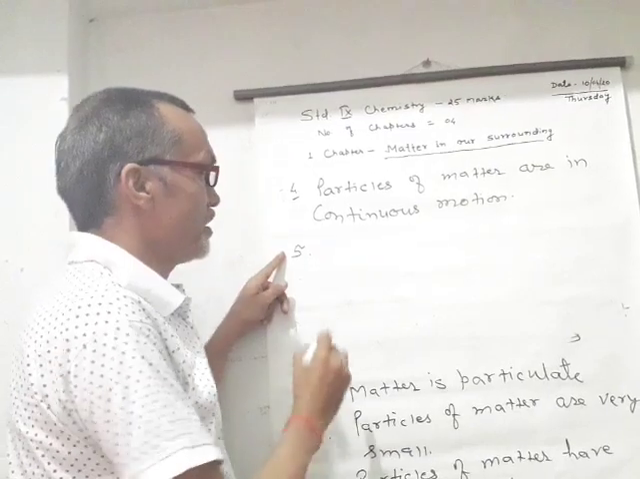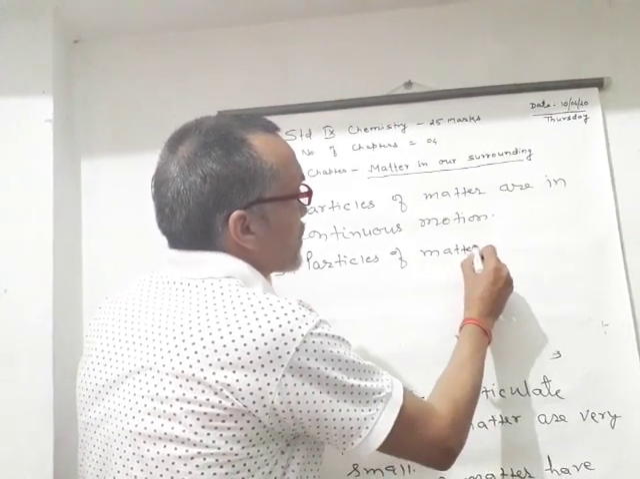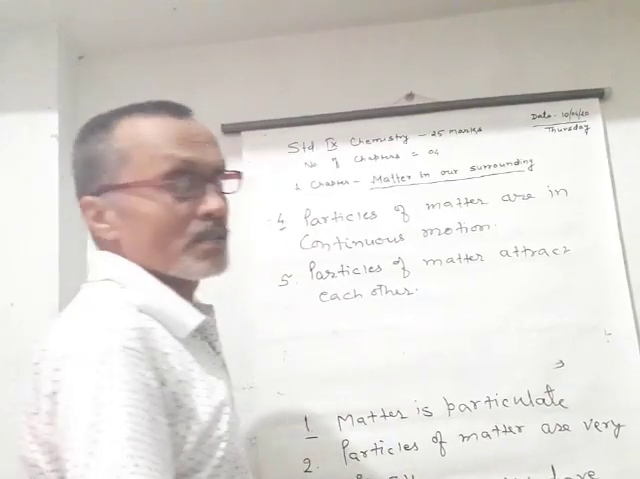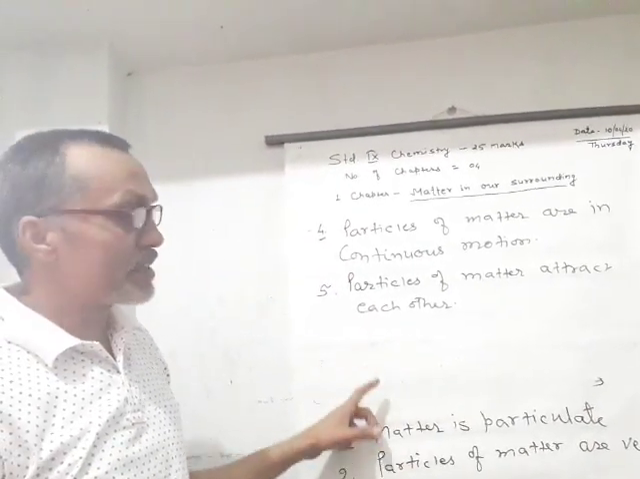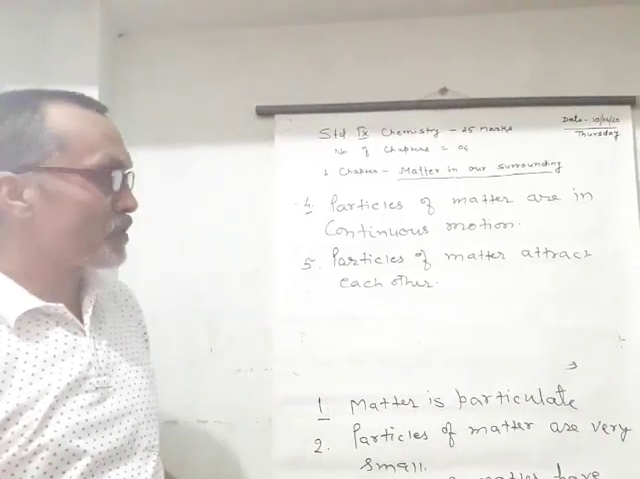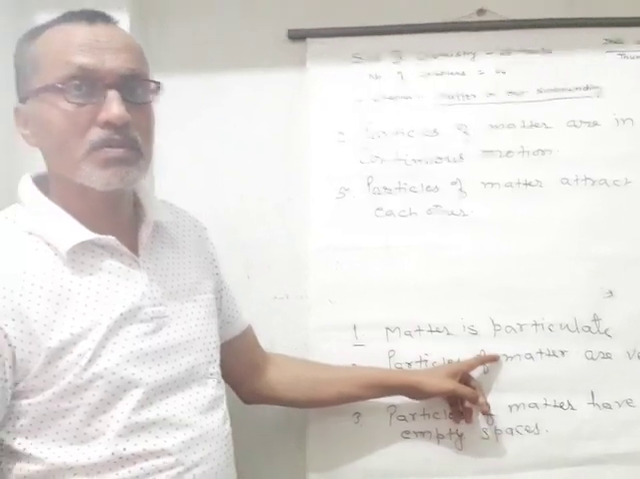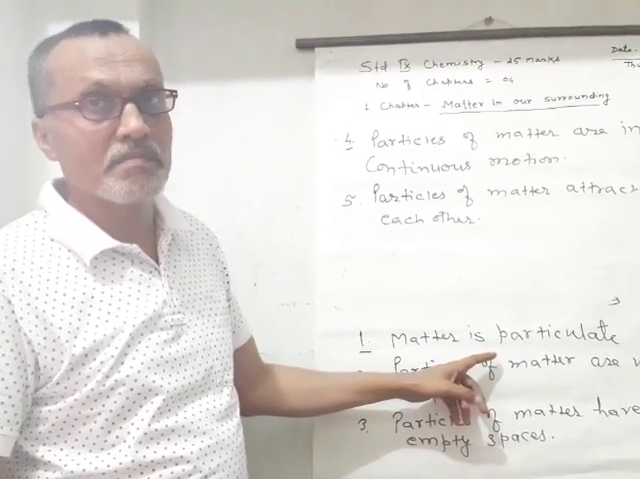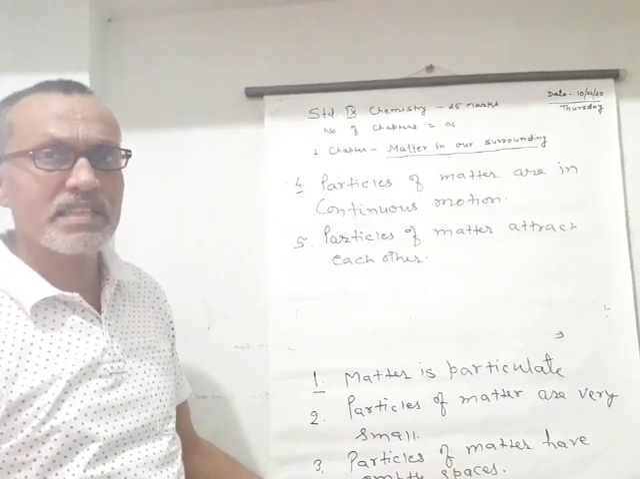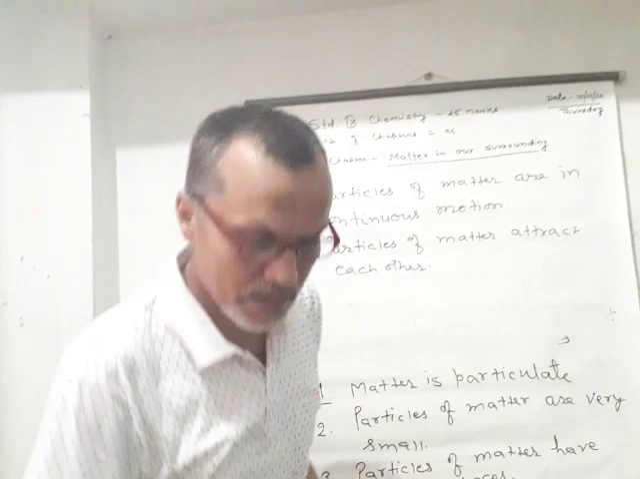And the next one is: particles of matter attract each other. And that's all. These are the characteristics of matter and its particles. Now, students, I am going to explain some activity from which you can conclude that matter is made up of particles, that between these particles there are empty spaces, that they attract each other, and that they are in continuous motion. So first of all, note it down and then I am going to start the next topic.